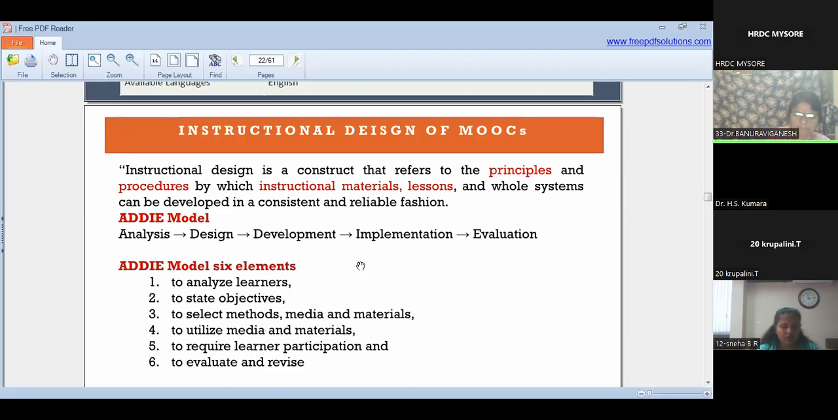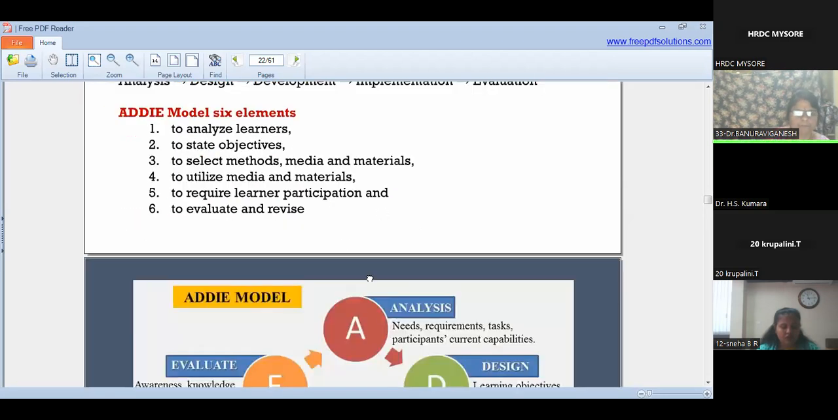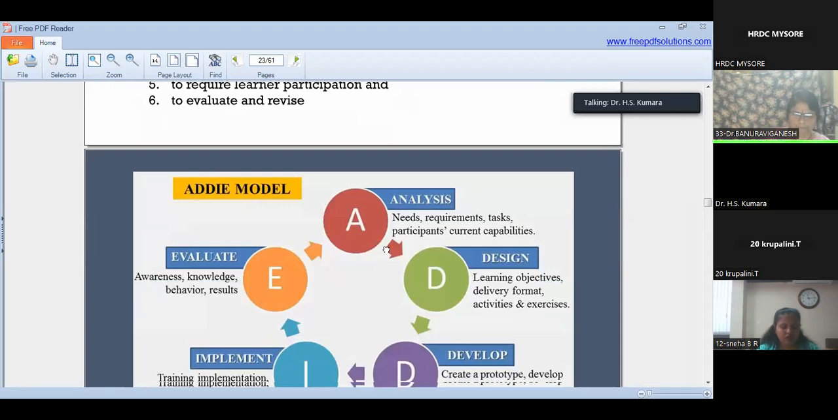Then also what lessons are taken for each unit or maybe each course, a different model taken into consideration. Putting all these things together, we call it an ADDIE model, that is analysis, design, development, implementation, and evaluation. I think you are all familiar with this ADDIE model, so I will not go into the detail.